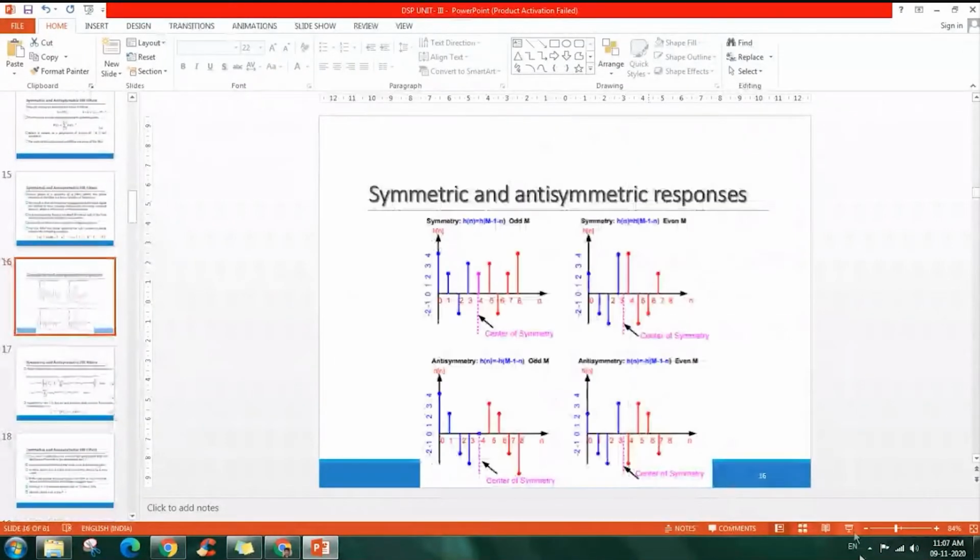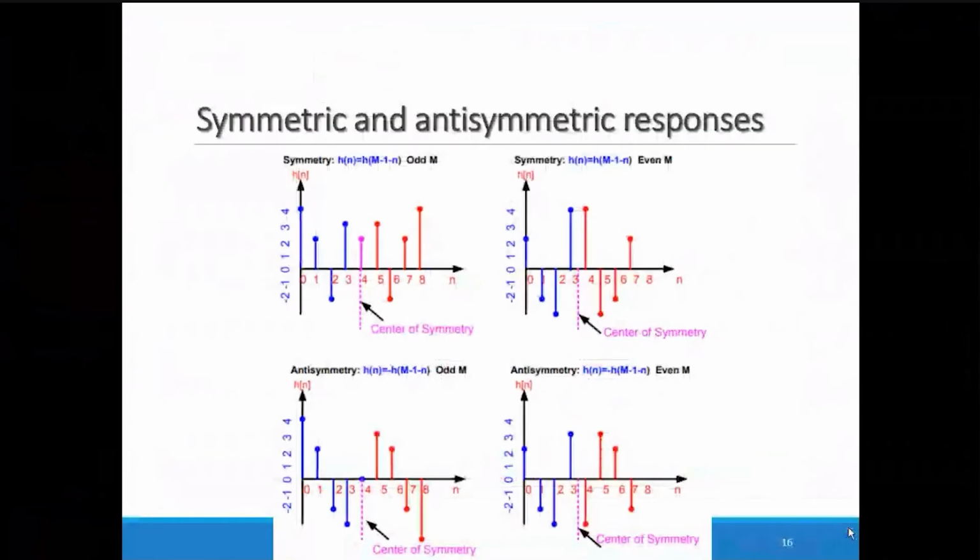Okay, this is symmetric and asymmetric responses. If you are taking M having odd value, then you can easily see the line of symmetry. If we are taking a total of 9 samples, your line of symmetry is the fifth sample. And here another is symmetry when you are getting the even value of M. So here you can say 8 samples are there, but your line of symmetry is not exactly at some particular sample. Here your values are 0, 1, 2, 3. At this particular place, you are getting the line of symmetry.